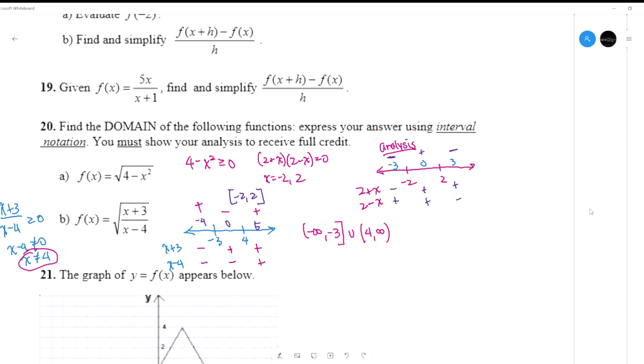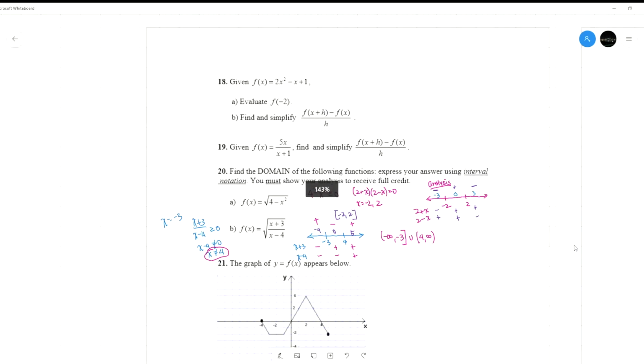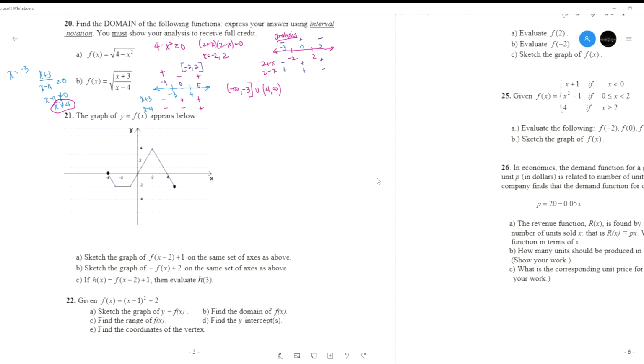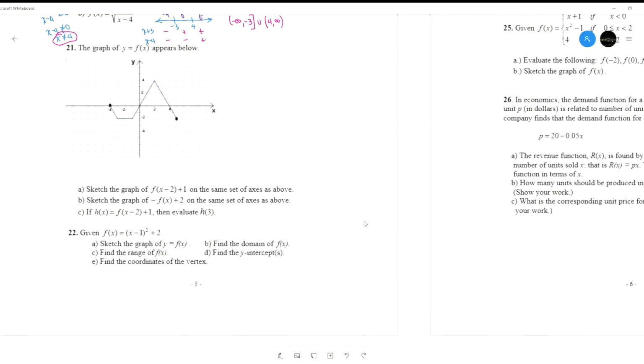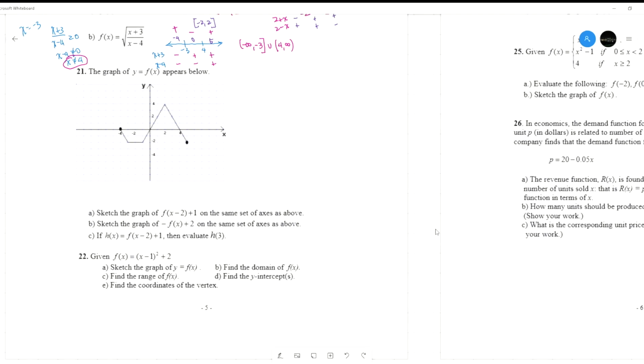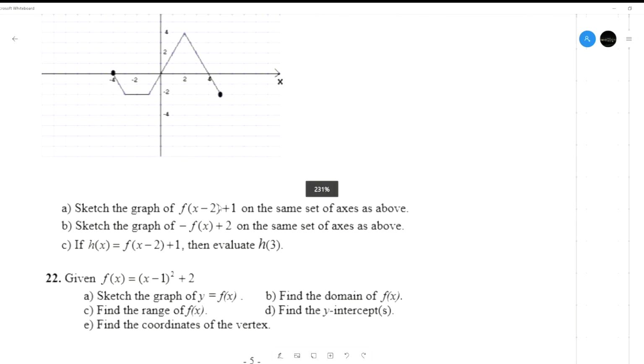Yeah. All right. Any other questions you want to do? Every single one of these, having a good understanding of it would be very helpful. Even 21, they're not going to word it this way, but they might ask you to sketch this transformation: f of x minus 2 plus 1. Are you able to do that? Hopefully everyone can. Let me just show you real quick.